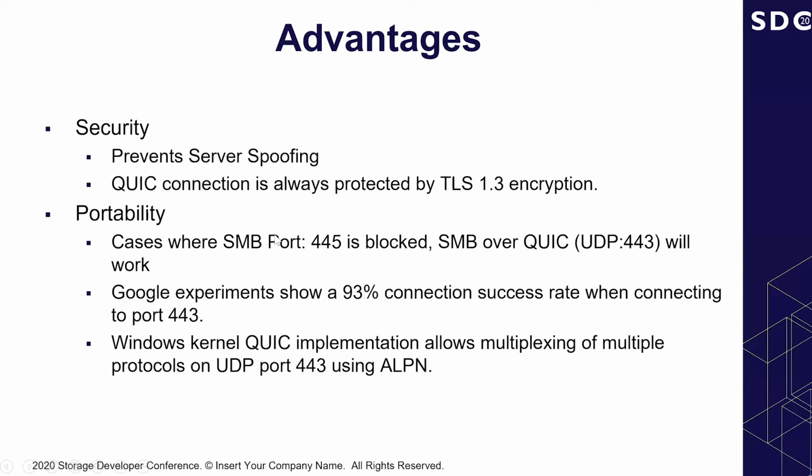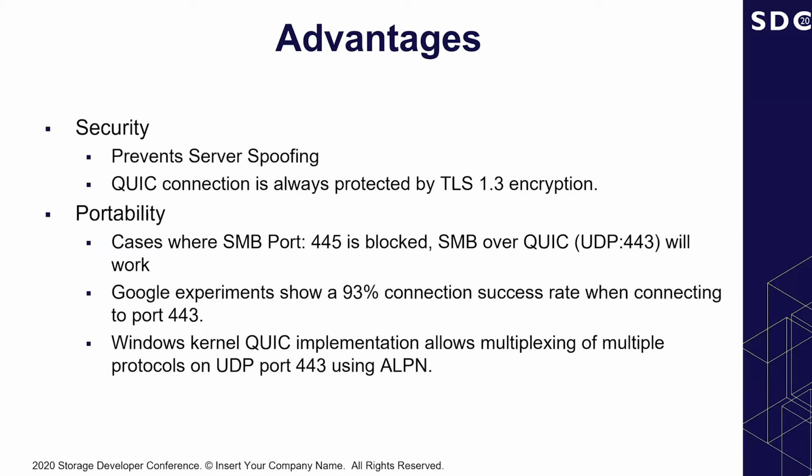And we wanted to use SMB over QUIC because when port 445 is blocked, we expect we can still connect to the remote file system using QUIC over UDP port 443. One of the data points that we have from Google experiments is that there was a 93% connection success rate when connecting to port 443.